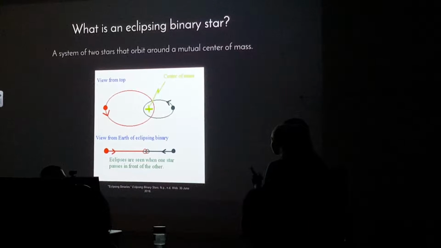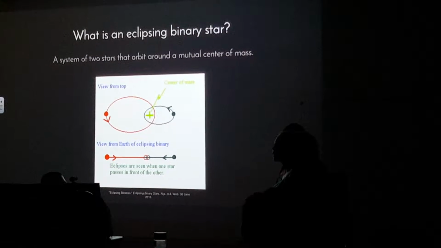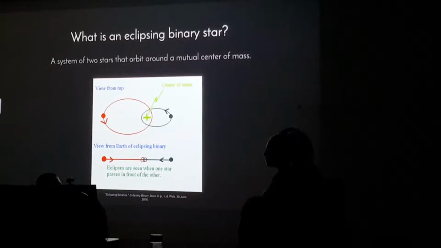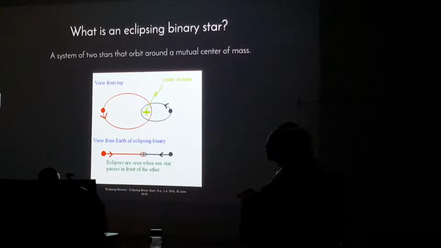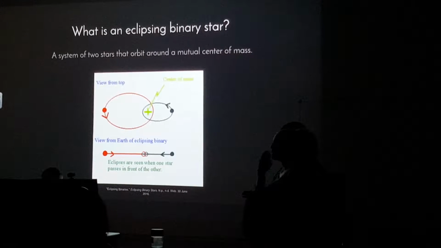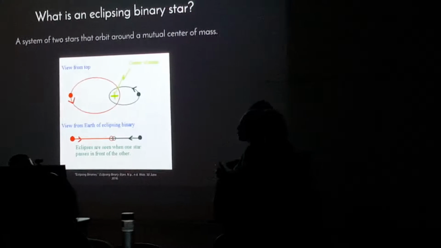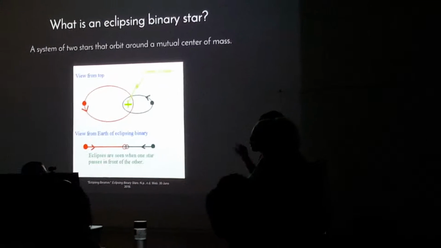Stars. So basically, the bigger mass star, the center of mass will be close to that one. So it depends on the two masses of the stars where the center of mass is. And for it to be eclipsing, basically the line of sight of the observer has to be on the same plane as the orbit of the stars.